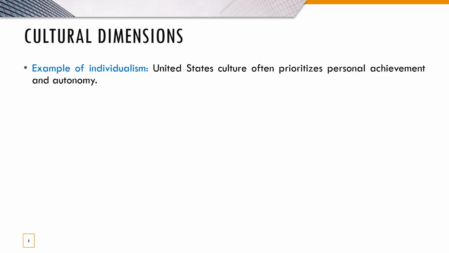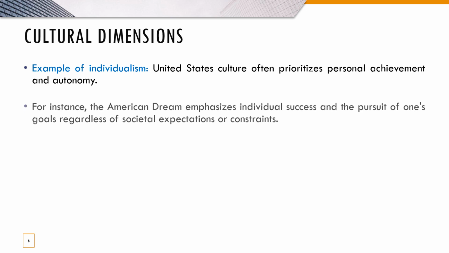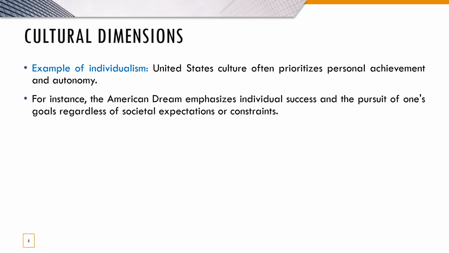Here is an example of individualism. United States culture often prioritizes personal achievement and autonomy. For instance, the American dream emphasizes individual success and the pursuit of one's goals regardless of societal expectations or constraints.